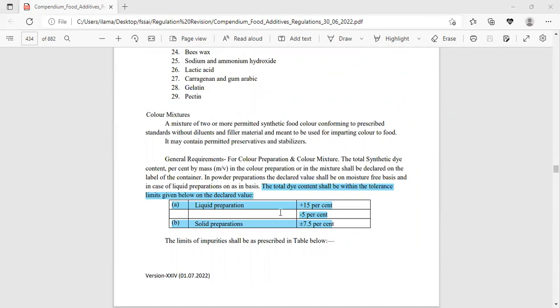In the total dye content, as for other nutrient products, there is a tolerance limit. For this total dye value, in the case of liquid preparations, plus 15% and minus 5% tolerance is accepted, and for solid preparations, it has to be plus or minus 7.5%.